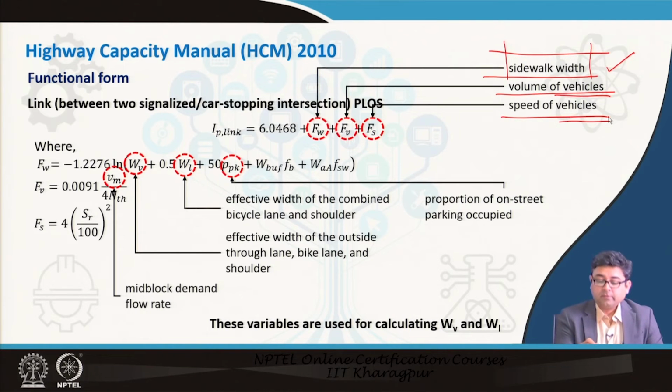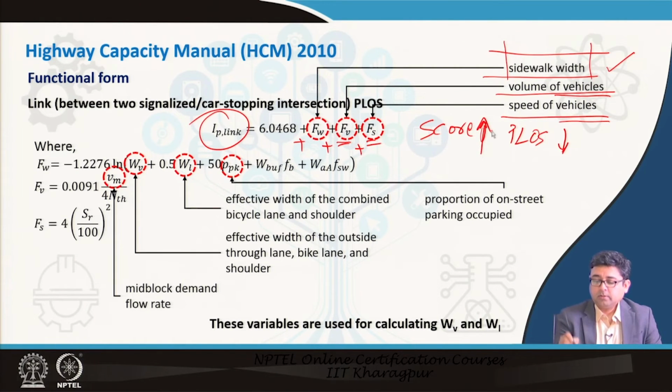So, if you have high speed vehicles alongside a footpath, usually the score will be high, because these are all additive functions, and the score being high usually means that the PLOS is low. Okay. That is how score and PLOS are related to each other.